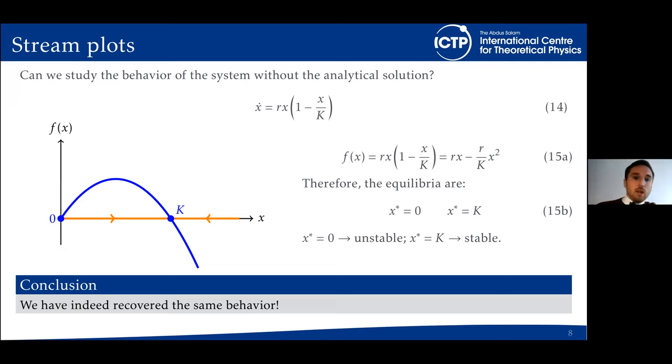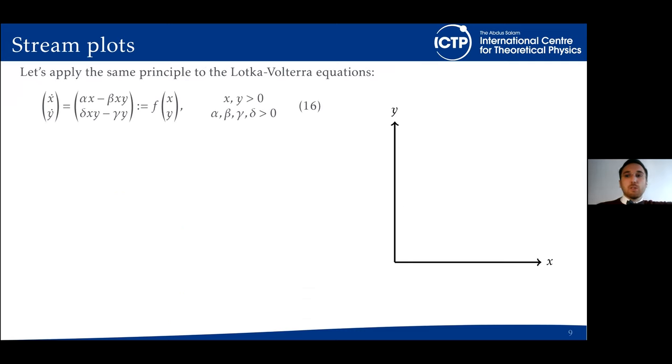Okay. So what we can do now is basically apply the same thing. We can try to draw the stream plots in the case of the Lotka-Volterra system. So our equations in this case are this, and this is our state space. Again, here I am considering only positive values for X and Y because they represent populations. So it doesn't really make sense to look at the other quadrants of the state space here.